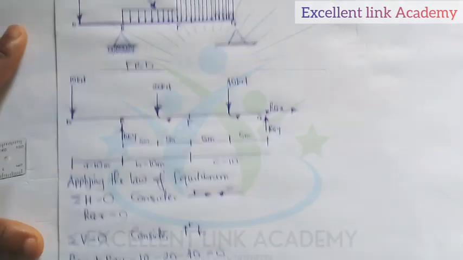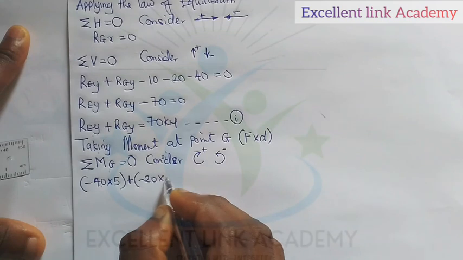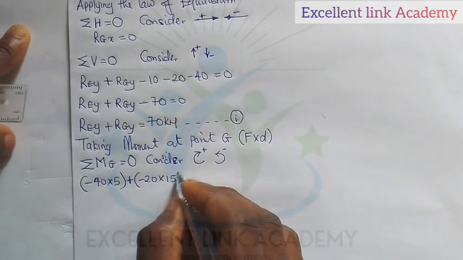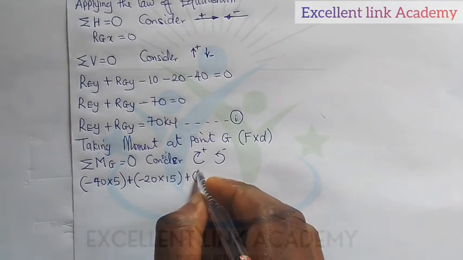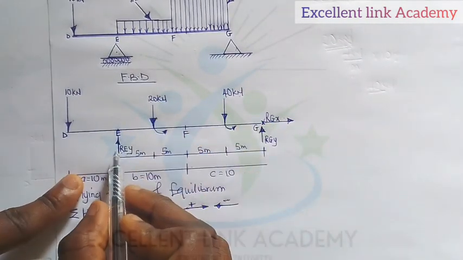That becomes what? Minus 20. Minus 20 multiplying what? 15. I have this, right? I have this plus into, observe, into, let's proceed. I'm done with 40, I'm done with 20. Let's move to this point E.